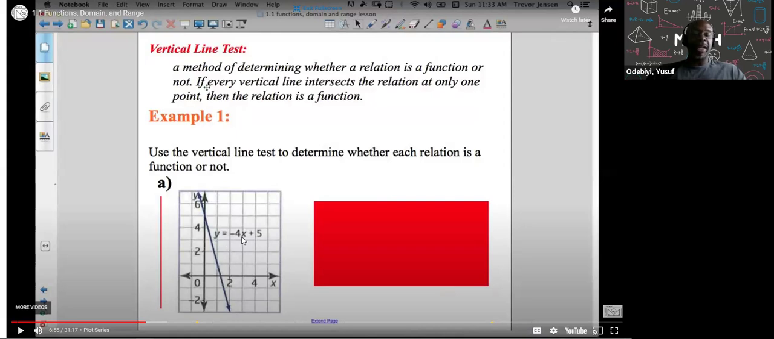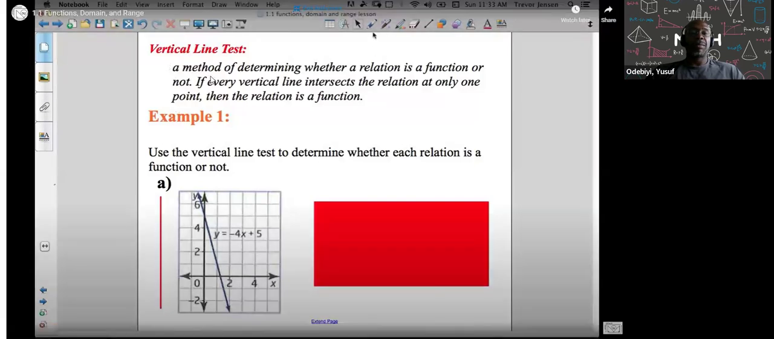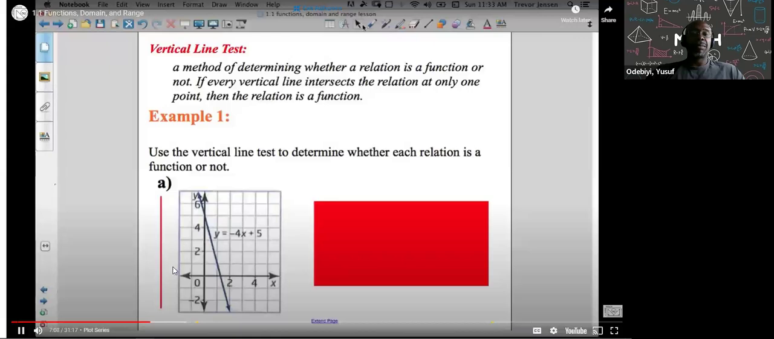And here's the equation of the line. If we go back to grade 9, we know that -4 is the slope of that line, and the +5 is the y-intercept. So it intercepts up there, and it goes down. My rise is going down 4. But again, it's a function because my vertical line hits it in one spot. If a vertical line intersects the relation at only one point, then the relation is a function. If you draw a vertical line and it intersects the relation at more than one point, it is not a function. So let's use the vertical line test to classify each of the following relations as a function or not.